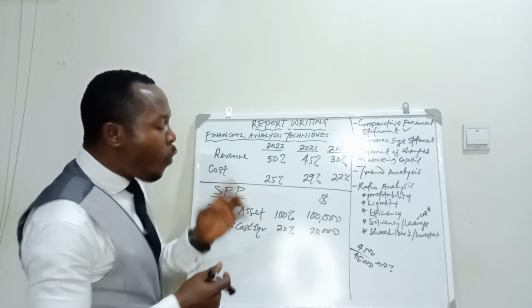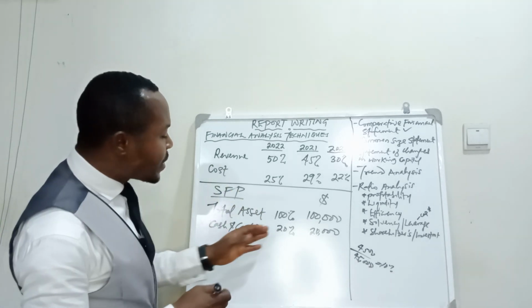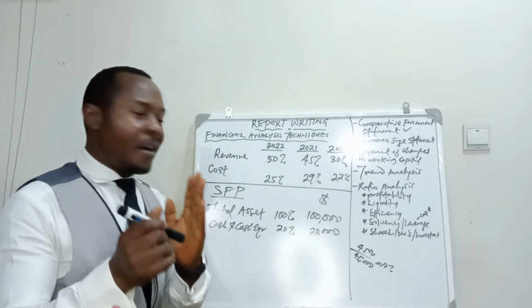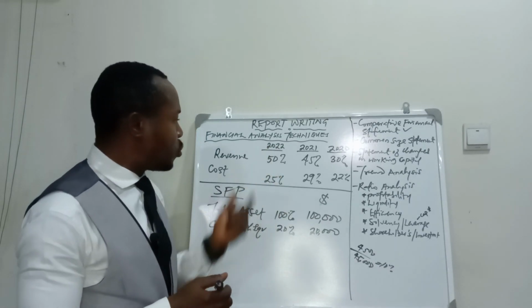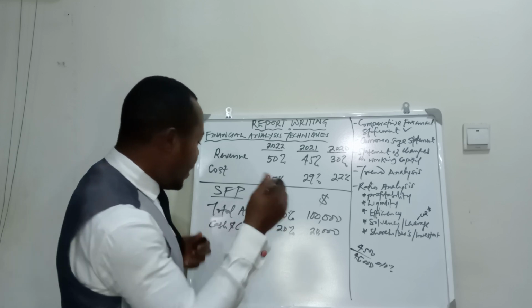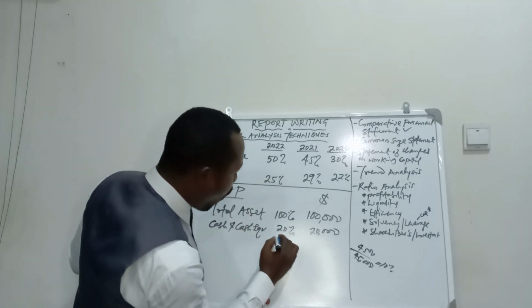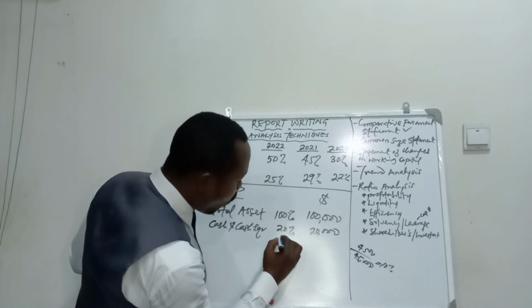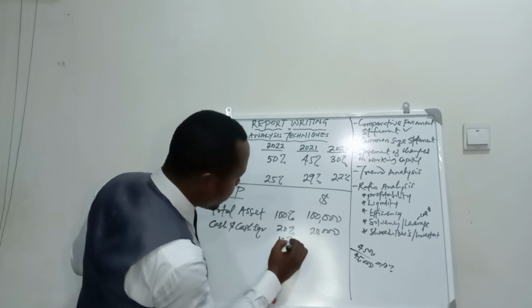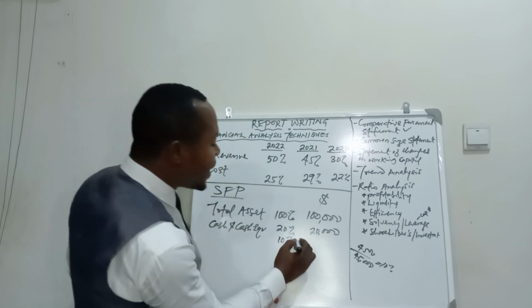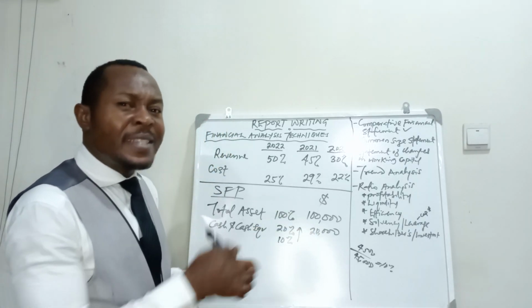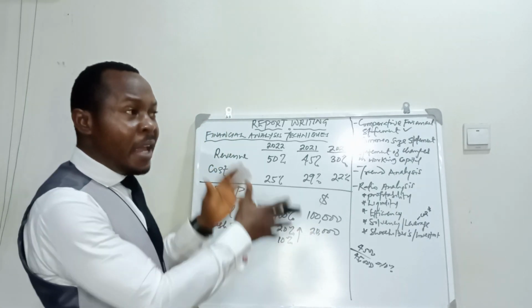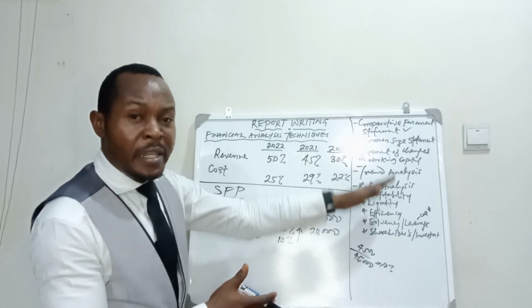equivalent. For example, what if in the preceding year, let's say this is for the year 2022, what if in the preceding year the cash and cash equivalent was, let me write it down here, 10%? Can one say there is an improvement in their cash and cash equivalent? This is how to analyze a financial statement using some of these tools.